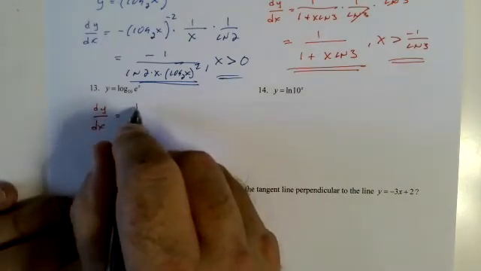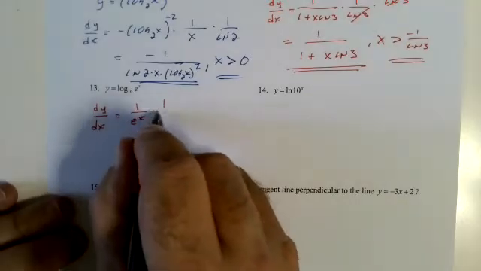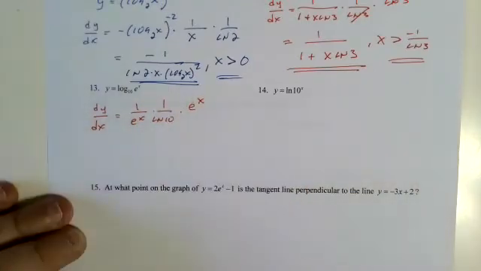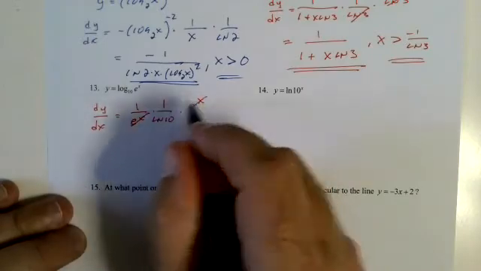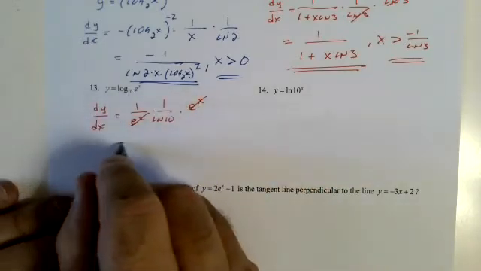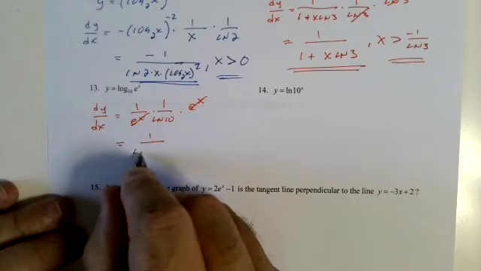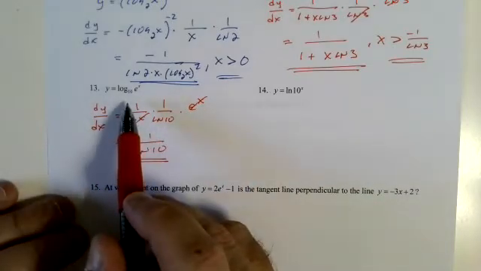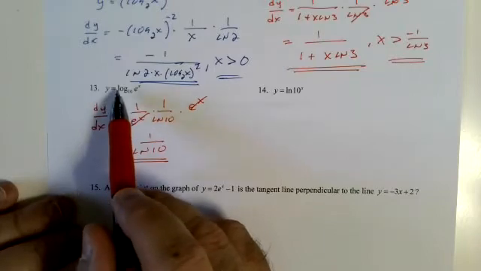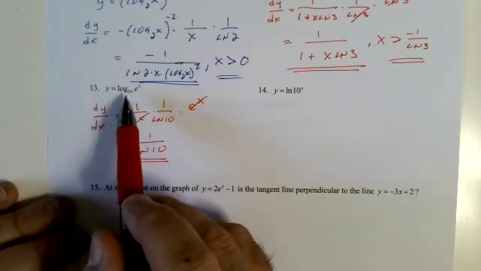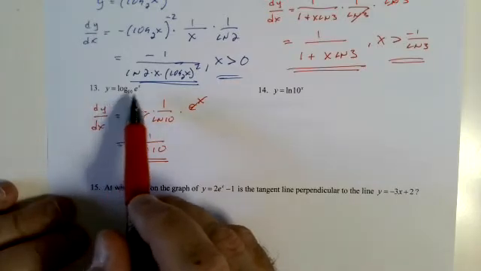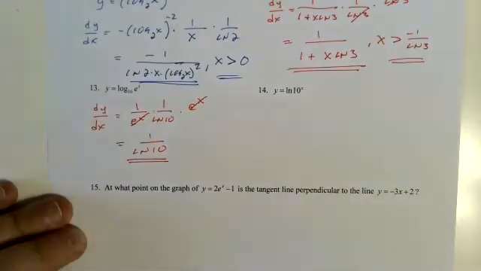dy/dx equals 1 over e to the x times 1 over ln of 10 times e to the x. Seems so weird. Obviously, there's a way to simplify this with change of base. Equals 1 over ln of 10. Change of base would be ln of 10 over ln of e. No, that's not it. I forget how it goes. Another time.